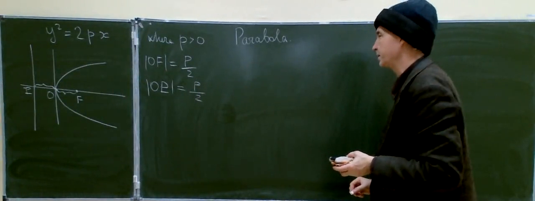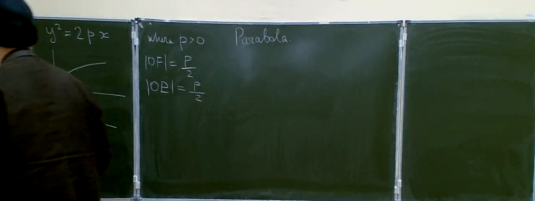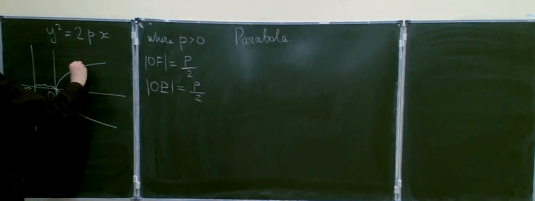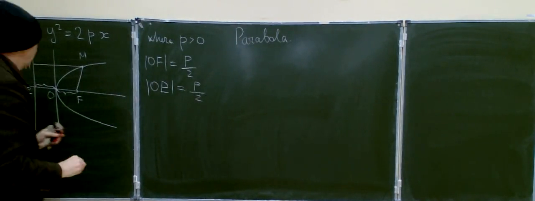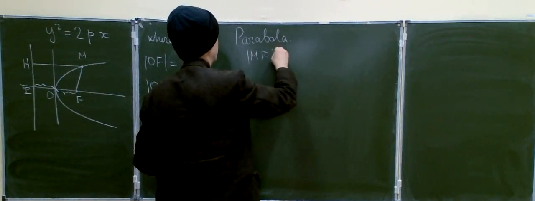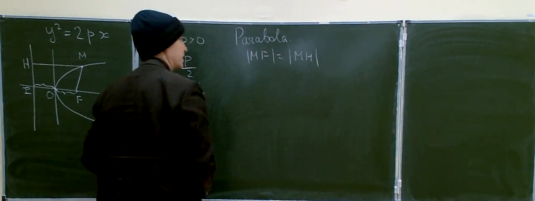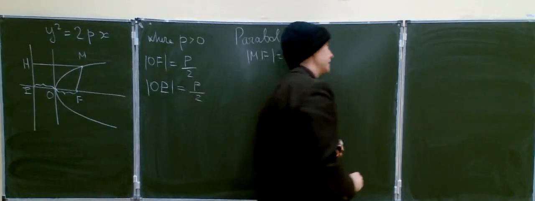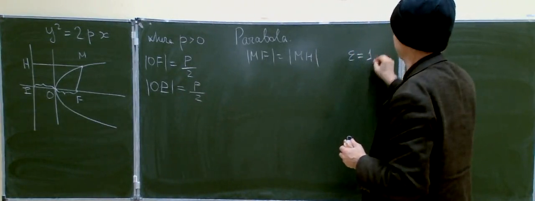Looking at this picture and remembering the property of parabola, or its definition, that if we take any point M, then the distance from M to F is equal to the distance from M to the directrix. It is expressed by the formula MF is equal to MH. We conclude that the eccentricity of a parabola is equal to 1.